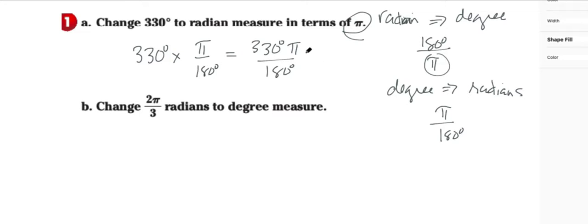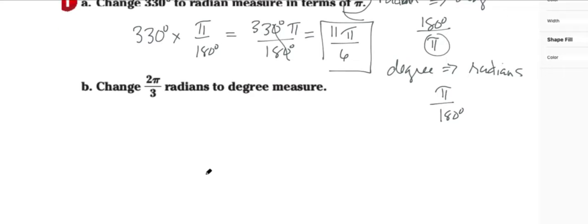And the degrees are going to cancel out, and I will be left with, well, I'm going to cancel out the 10 at the top and 10 at the bottom. Then I'm going to divide top and bottom by 3. So I end up with 11 pi over 6. So this 11 pi over 6 is the radian way of looking at 330 degrees. Let's look at this next example.